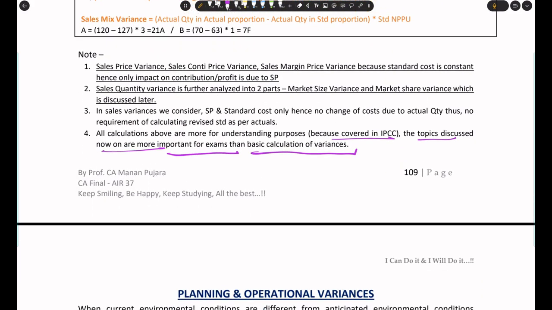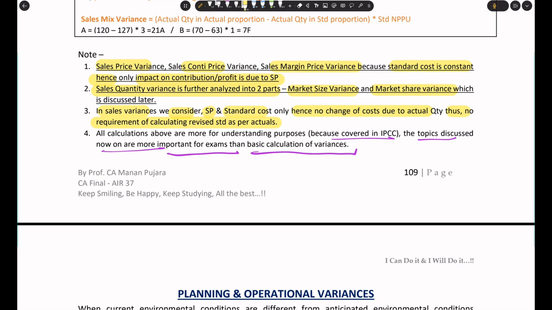Sales price variance, sales contribution variance, sales margin variance, margin price variance. Because standard costing is constant, the only impact on contribution or profit is due to selling price. Sales quantity variance is further analyzed into two parts, market size variance and market share variance, which is discussed later. In sales variance we consider selling price and standard cost only, hence no change of cost due to actual quantity, thus no requirement of calculating revised standard as per actuals that we calculated in material variance and labor variance, right?